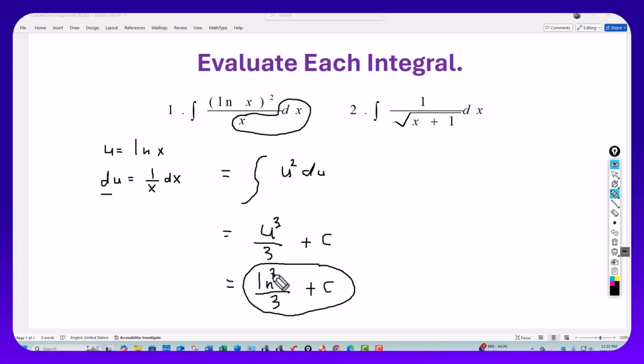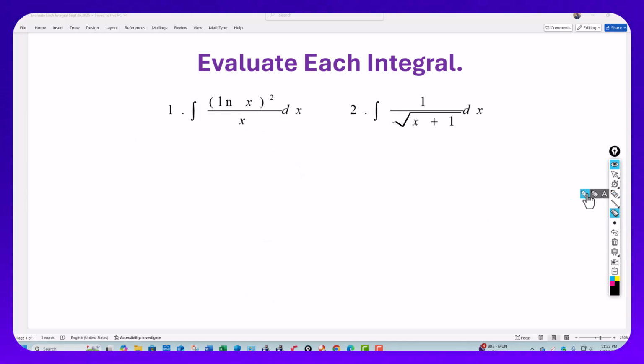So again, the check, 3 in front, 3 and 3 cancel, subtract 1, you get 2. That gives me the ln of x squared. And then because of the chain rule, we take the derivative of ln of x, we get a 1 over x, which of course is what we have there.